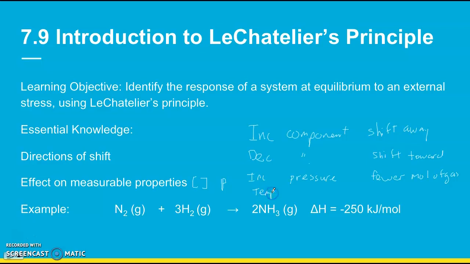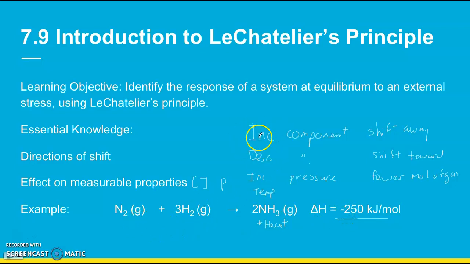Now for an increase in temperature, it depends on if it's endothermic or exothermic. In this case, we have a negative delta H. That means it's an exothermic reaction. So if it's exothermic, that means heat energy is being released, so we treat heat energy as a product. If it was endothermic, if we had a positive delta H, we'd treat heat energy as a reactant.